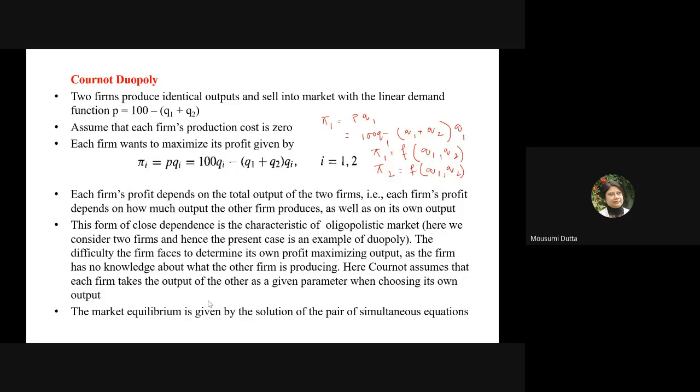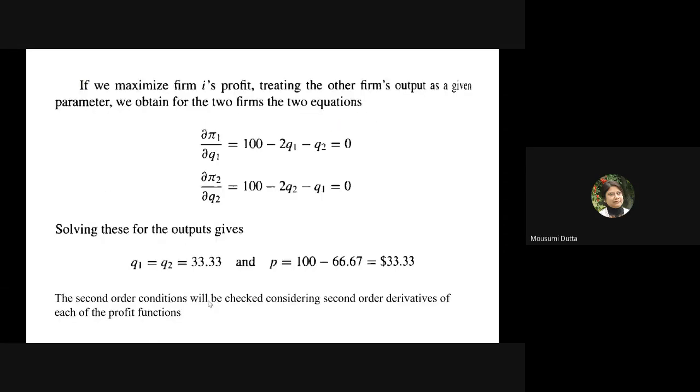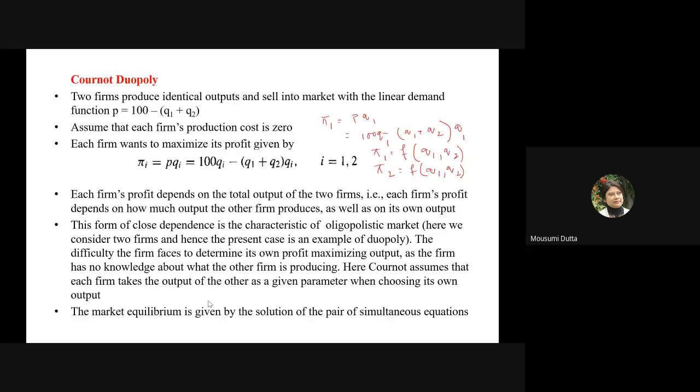The market equilibrium is given by the solution of a pair of simultaneous equations. Finally, if you produce 5, I'll produce 6. If you produce 3, I'll produce 10. If you produce 10, I'll produce 5. So all these different possibilities will be there.